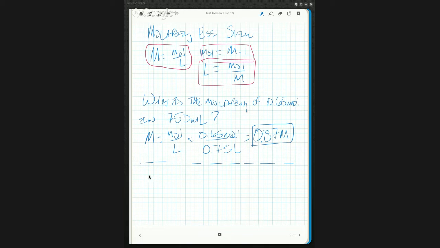So the variations on this could be: given a 0.450 molarity salt solution, which we're going to say is NaCl, how many moles are in 0.37 liters? Okay.